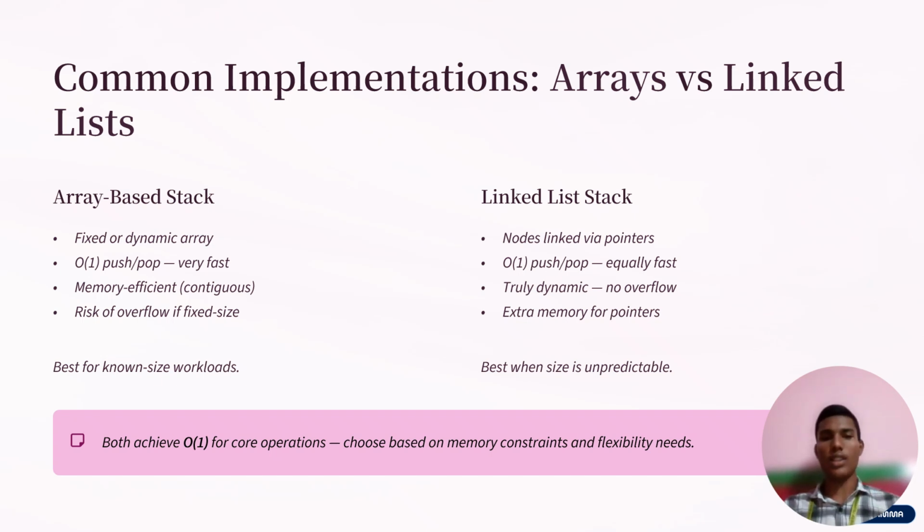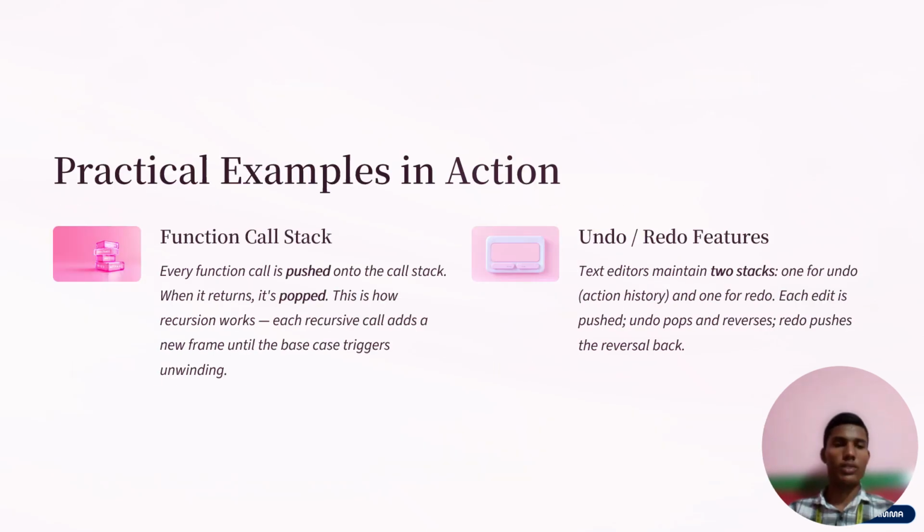Linked list stack: nodes linked via pointers, with O(1) push and pop. Equally fast, truly dynamic, no overflow, but extra memory for pointers. Best when size is unpredictable. Both achieve O(1) for the core operations. Choose based on memory considerations and flexibility needs.